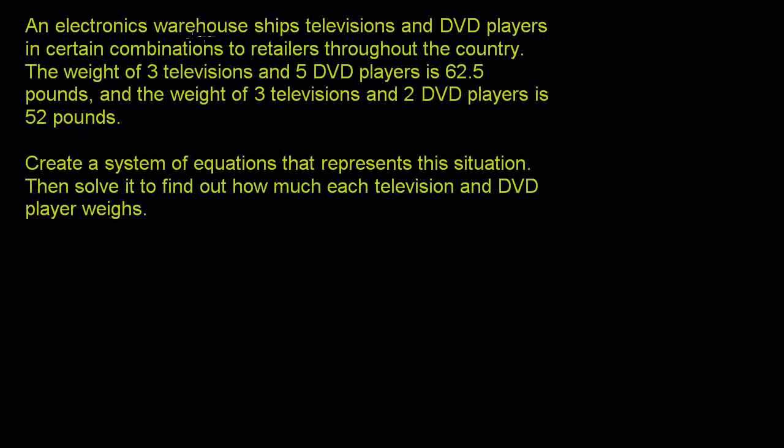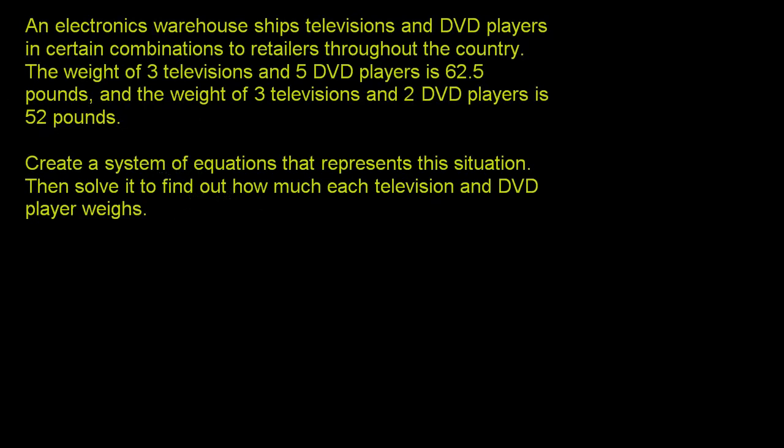An electronics warehouse ships televisions and DVD players in certain combinations to retailers throughout the country. And they tell us that the weight of 3 televisions and 5 DVD players is 62.5 pounds. And the weight of 3 televisions and 2 DVD players, so they're giving us different combinations, is 52 pounds. Create a system of equations that represents the situation. Then solve it to find out how much each television and DVD player weighs.